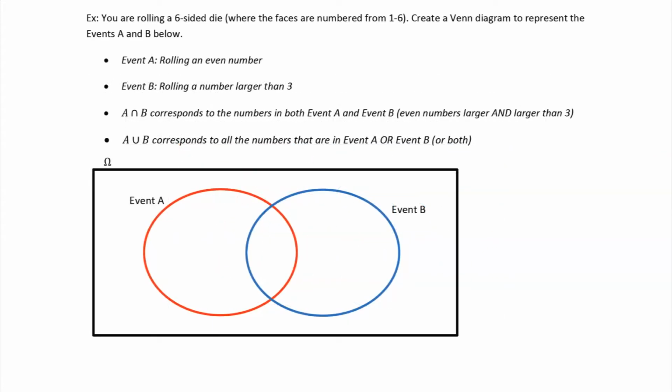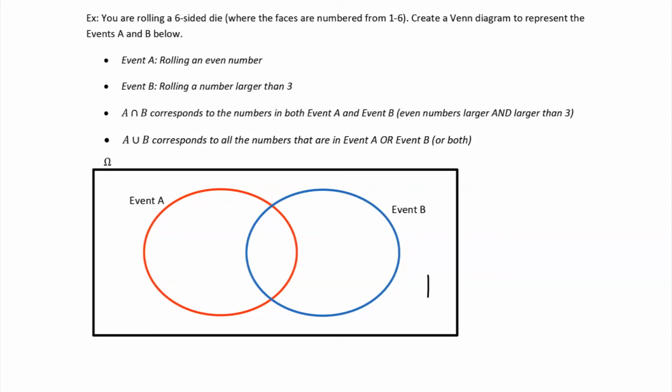You're rolling a 6-sided die where the faces are numbered from 1 to 6. Create a Venn diagram to represent the events A and B as identified below. So event A, which is the red circle, is rolling an even number. Event B is rolling a number larger than 3. Let's go through each number from 1 to 6 and see where they should end up. So the number 1, it's not an even number, so it wouldn't be in event A, and it's not larger than 3, so it would fall outside.